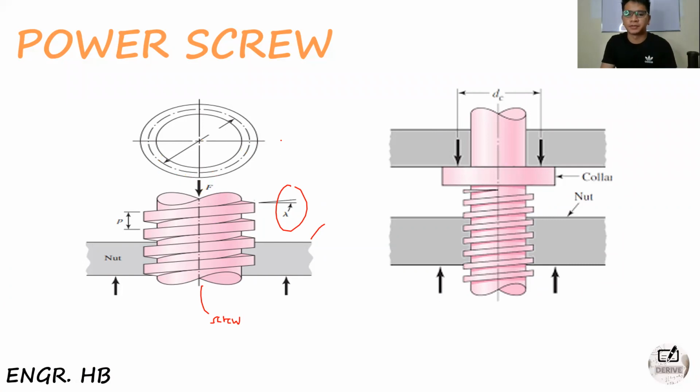So meron tayong first setup, and this second setup has the effect of the collar. So makikita din natin mamaya sa formula. So meron tong second setup na nut and meron tong collar, and this first setup has no collar. Okay? So ano ba yung mga formulas niya?